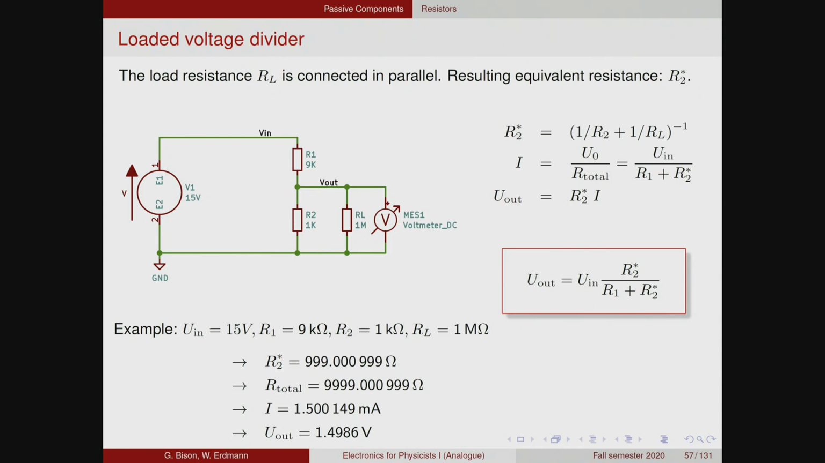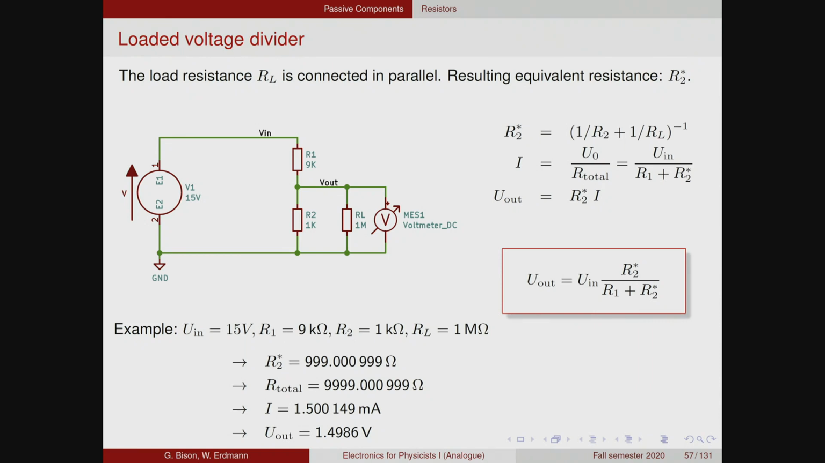Let's do one more, slightly more complicated calculation. If we assume that there is an additional resistor here, for example, the internal resistance of our voltmeter. And so I've chosen it to be large. Typical internal resistances are in the range of mega ohms. So let's assume it's 1 mega ohm connected across here. And then this, of course, changes the values in our voltage divider a little bit.